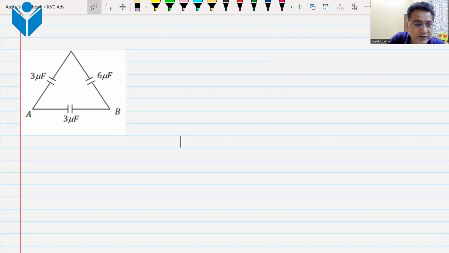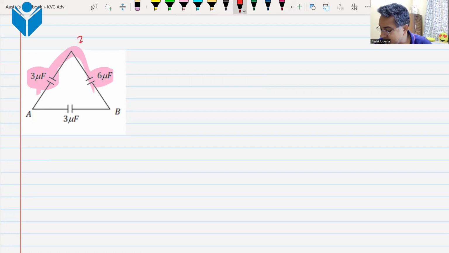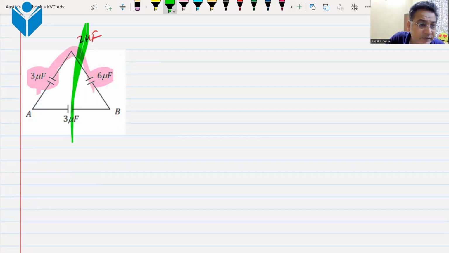I'll give you 2 minutes to think about it. So how are you going to do this? This 3 and this 6 are in series combination. Yes or no? Yes, sir. That will give us 2 microfarad. This 2 microfarad and this 3 microfarad will be in parallel. So the answer would be 5 microfarad. Do we understand this? Yes or no? Yes, sir. Okay.